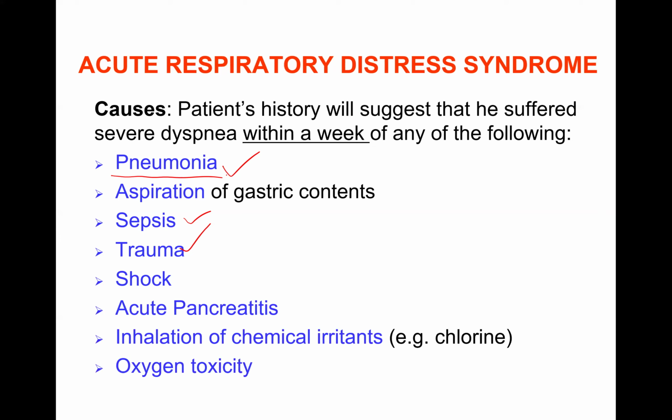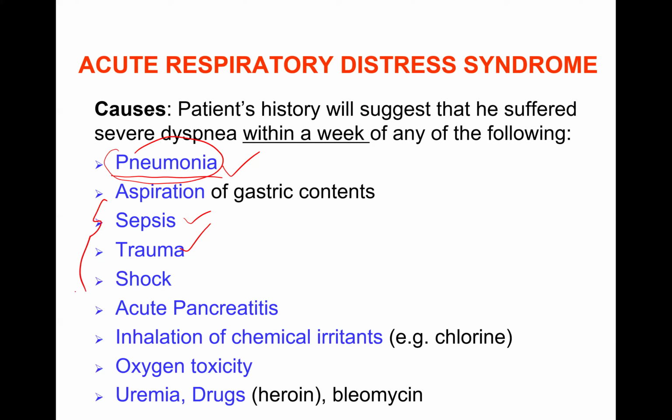a lot of oxygen is given to the damaged lungs, free radical injuries, uremia, drugs like heroin and bleomycin. So ultimately, all of these causes, locally within the lung or systemic, initiate the process, and then within a 7 day period the patient suffers from severe dyspnea and oxygen refractory respiratory failure, right?